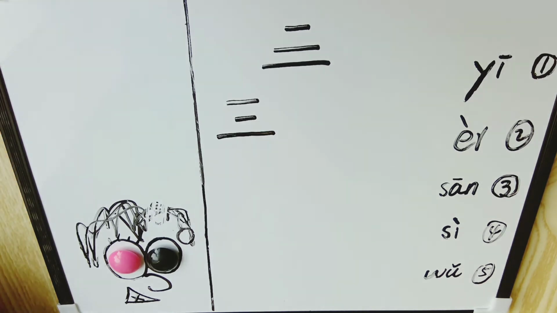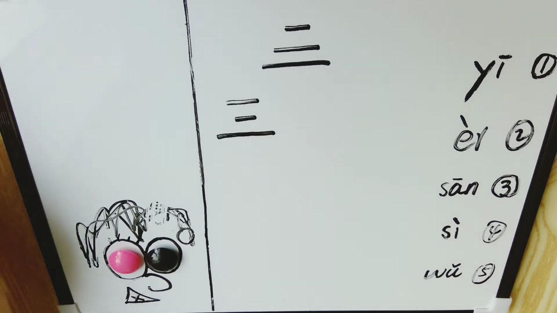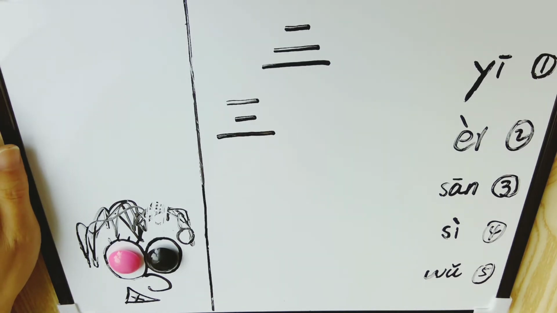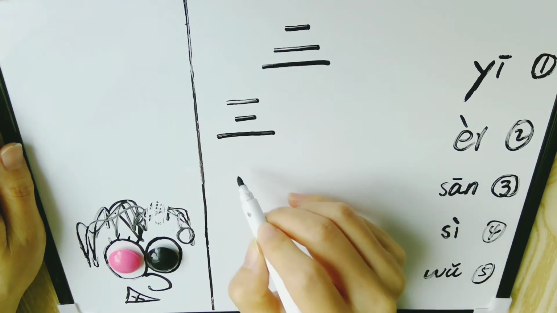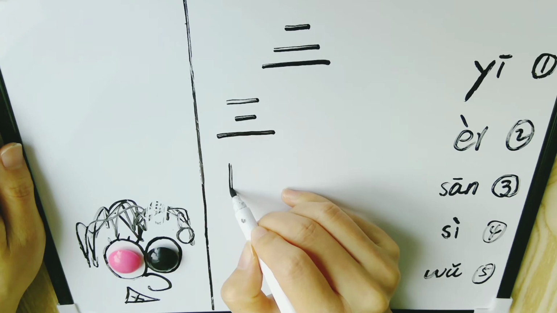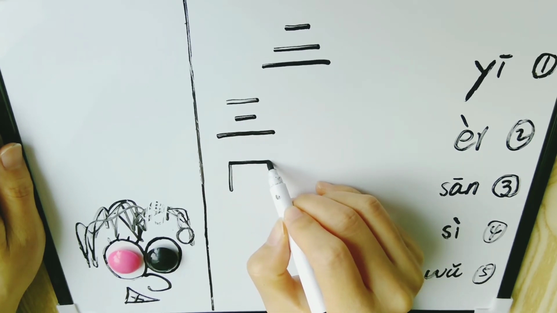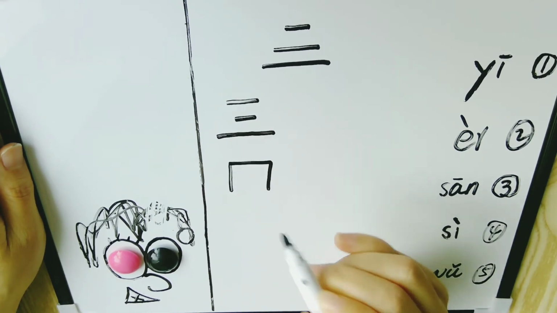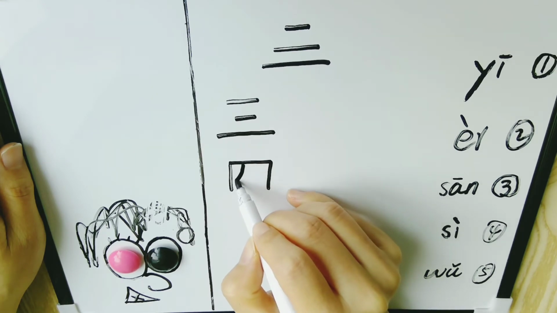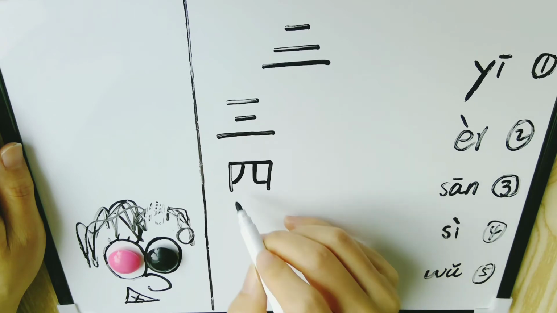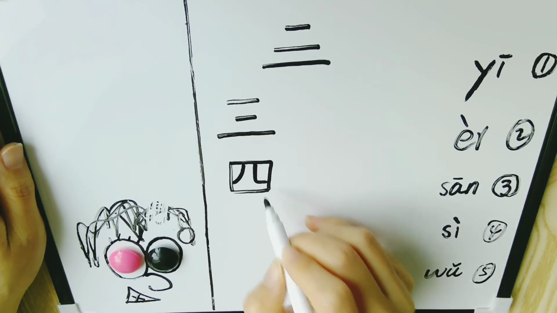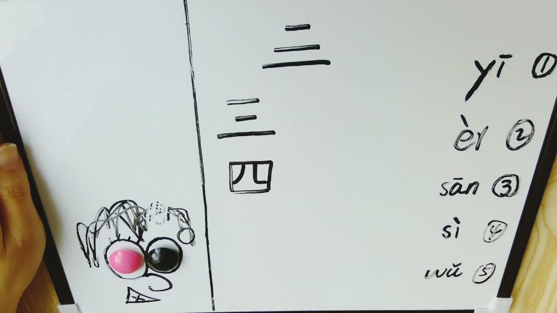Alright, how about number 4? No more lines, please. Otherwise, we just run out of space. Alright, number 4 is still relatively easy. I'm going to show you how. Yeah, there you go. That's number 4.